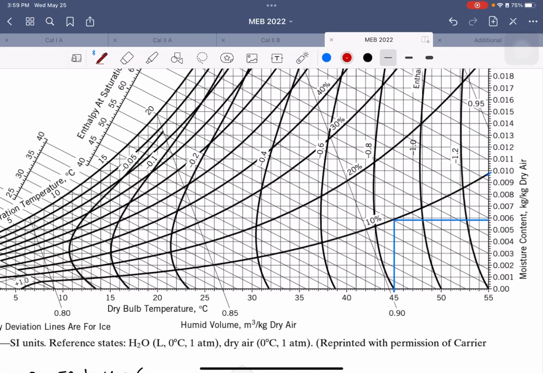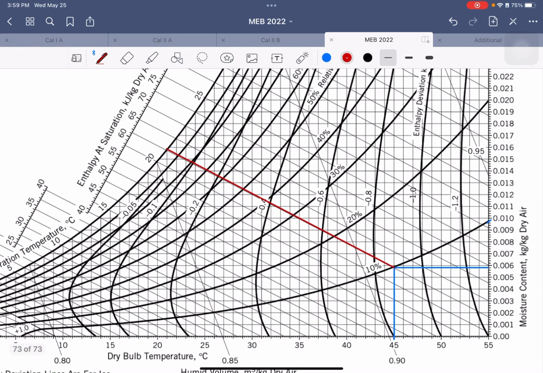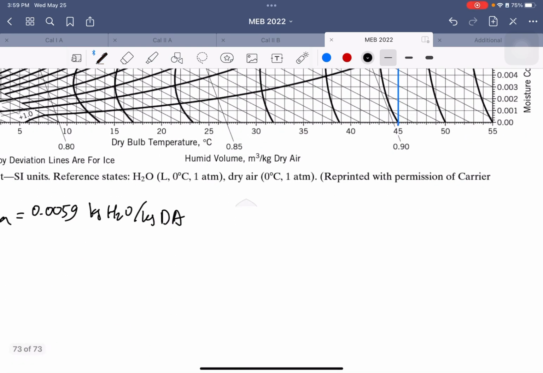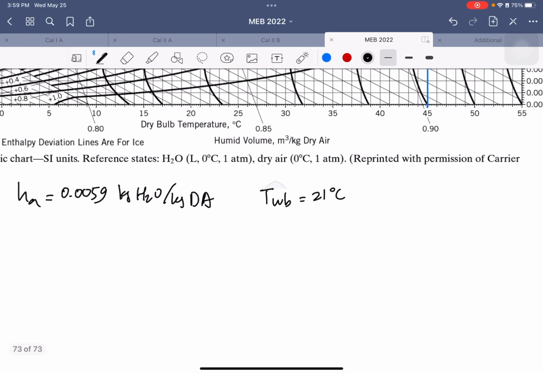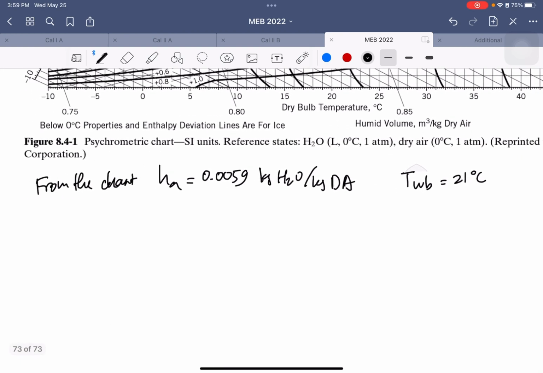And then the wet bulb temperature, we could take this and take it into here. So this will be around 21 degrees Celsius. So temperature of wet bulb is 21 degrees Celsius. Okay, that's the first option.